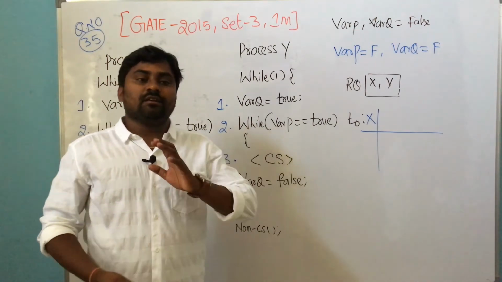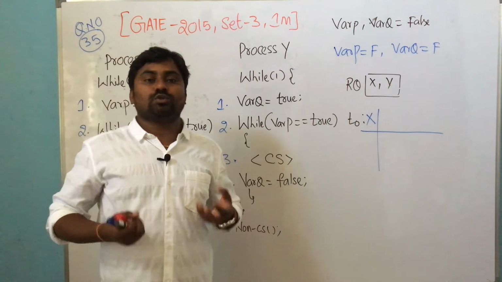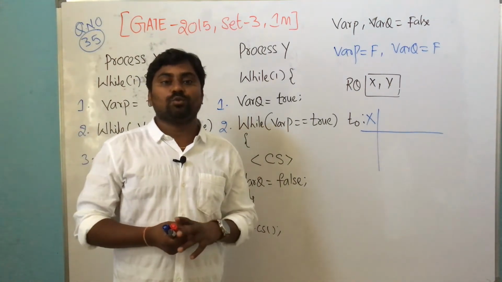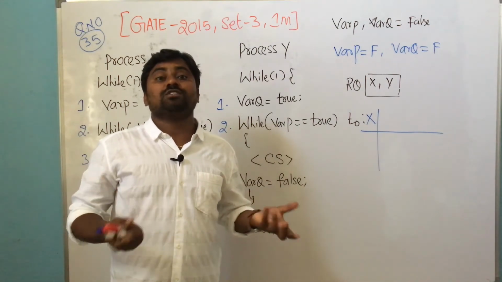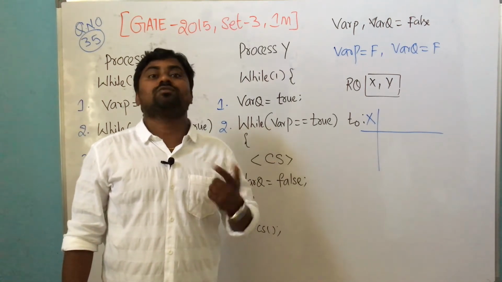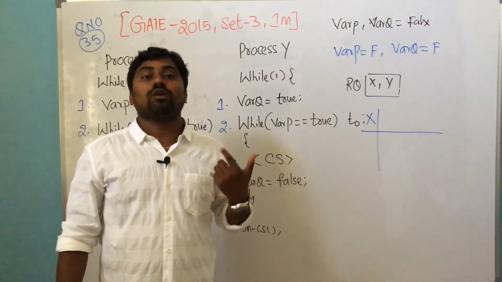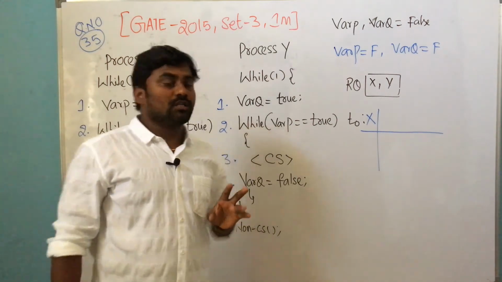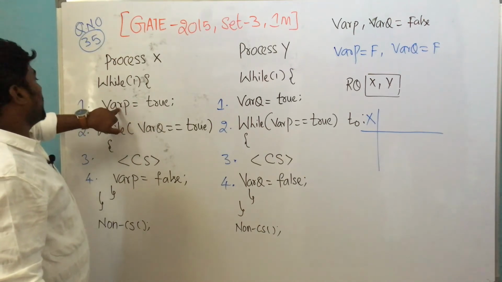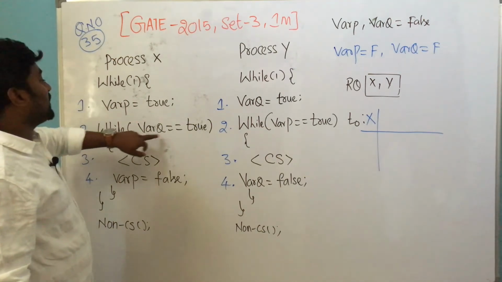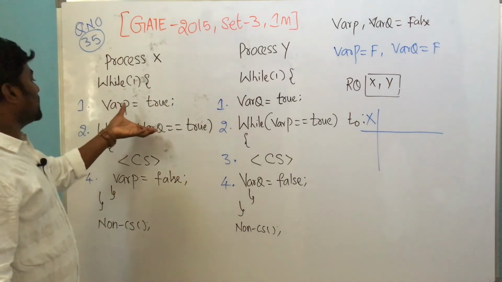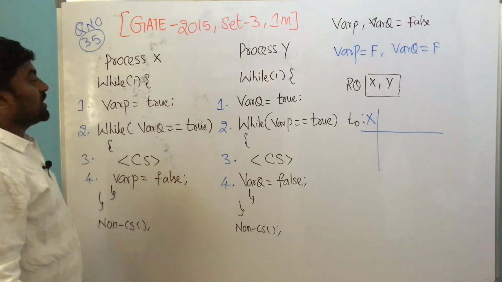In TSL and strict alternation, we were unable to maintain the state of the interest of the process, but that we solved in the Peterson solution. First we store whether the process is interested to use a critical section or not. When they are interested, then you can set the turn value. The turn value defines who is going to use the critical section. In this case also, var P equal to true is nothing but showing your interest. I am again checking while var Q equal to true or not, whether the other process is interested or not. Based on the interest of the process, we are allowing it to use the critical section.